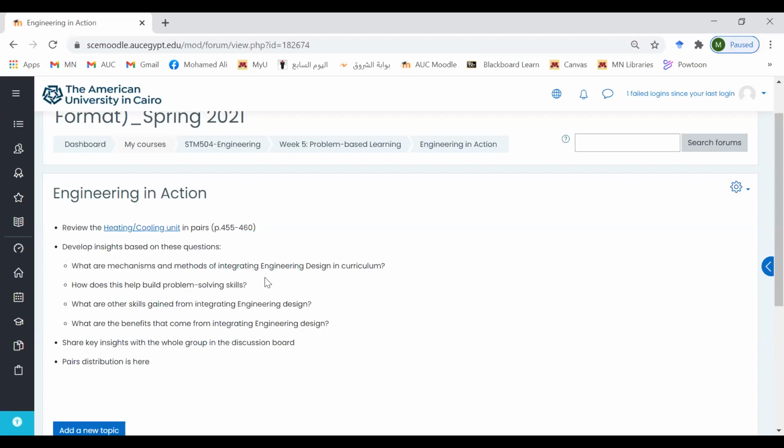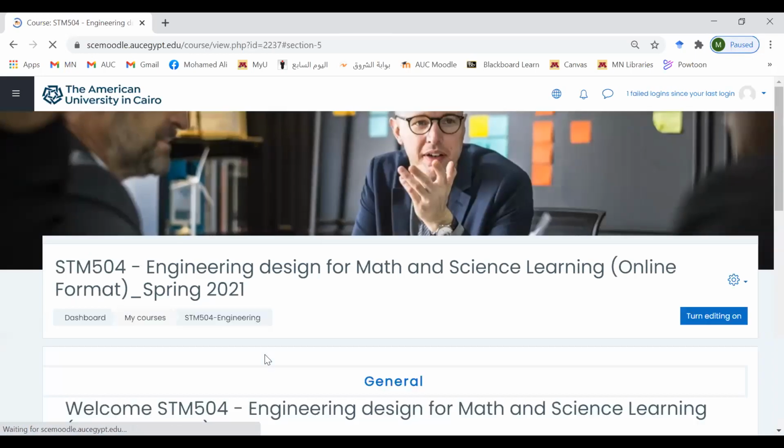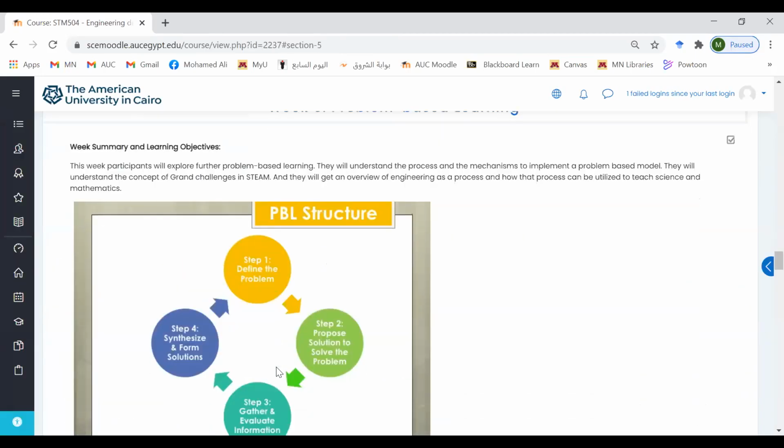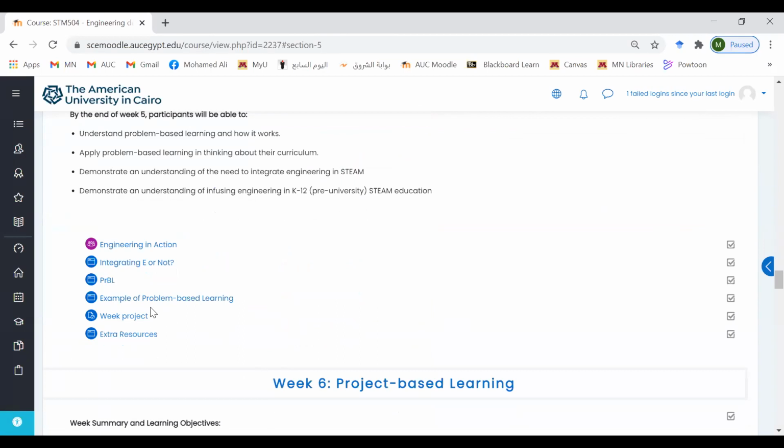I'd like you to work on this in groups, not in pairs. I will change this. The groups are in the final project here, the week project.